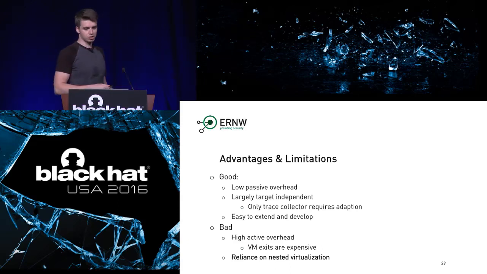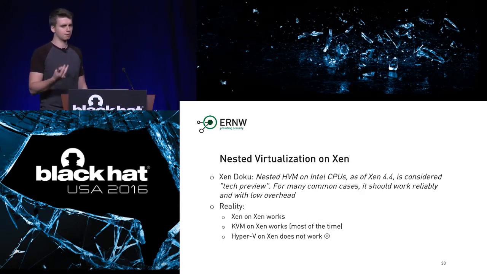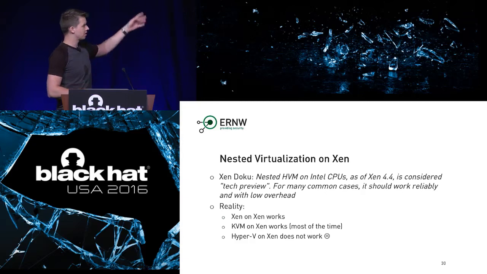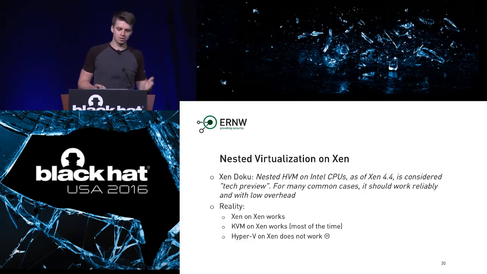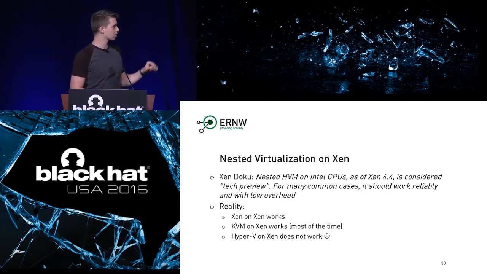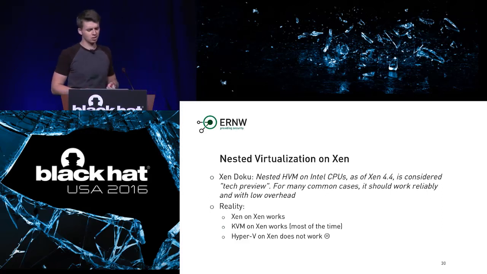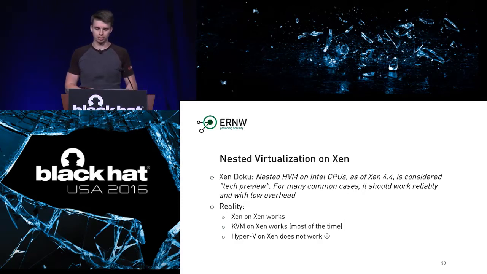That's kind of unfortunate, because nested virtualization on Xen is only partly supported. If you look at the official Xen documentation, they say nested HVM on Intel CPUs should be considered a tech preview, and that it should work reliably and with low overhead for many use cases. For me, it only really stably works for Xen on Xen. KVM on Xen works most of the time. bhyve on Xen also works kinda. Unfortunately, I wasn't able to get Hyper-V on Xen running, so I'm still trying to do that because originally I wanted to look at Hyper-V vulnerabilities.